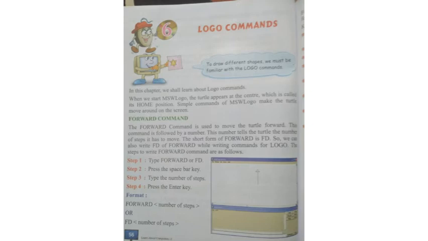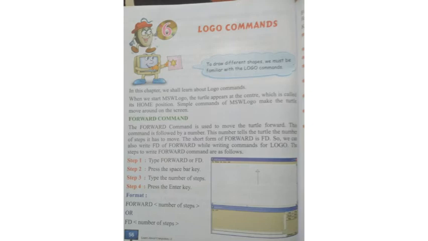These are the steps to move the turtle forward in the logo command. Okay, students. So this is our logo's first command, the FD command or forward command. FD is a short form of forward. For example, the command forward 60 or FD 60 moves the turtle about 60 steps.